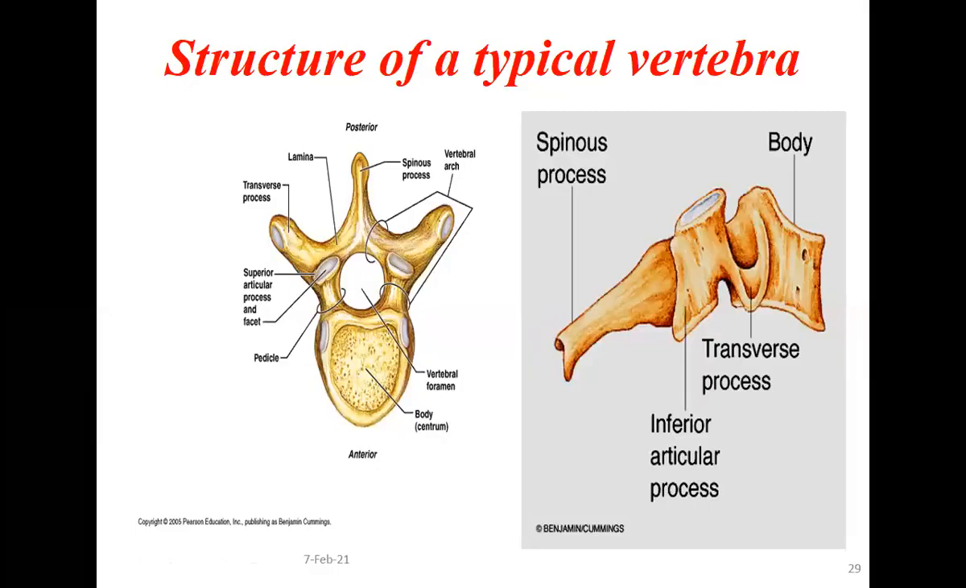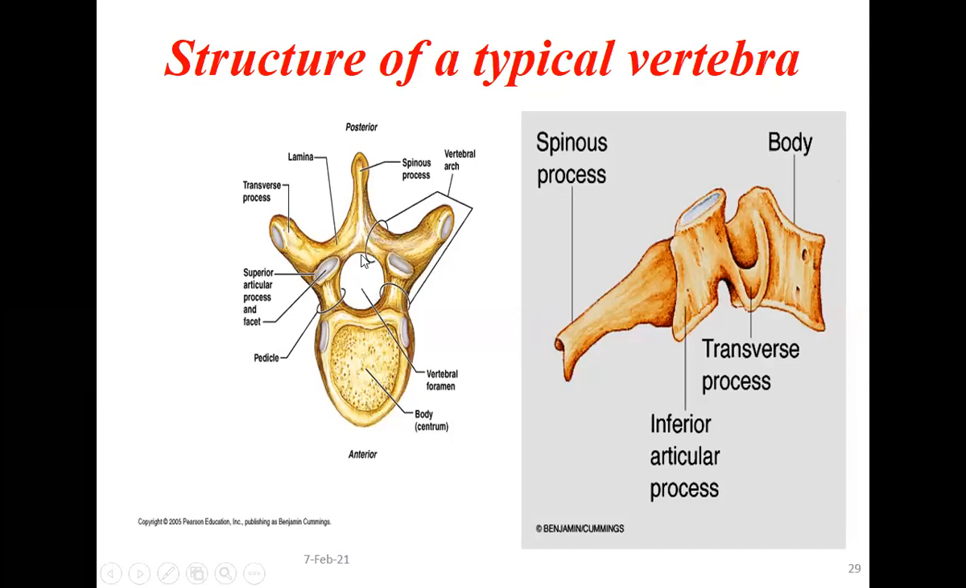Now coming to the typical features: what are the parts of a vertebra? Just like we saw the rib has three important parts, the head, neck, and the shaft, similarly a typical vertebra has some features. One of the parts is the body. The most important part is the body of the vertebra.